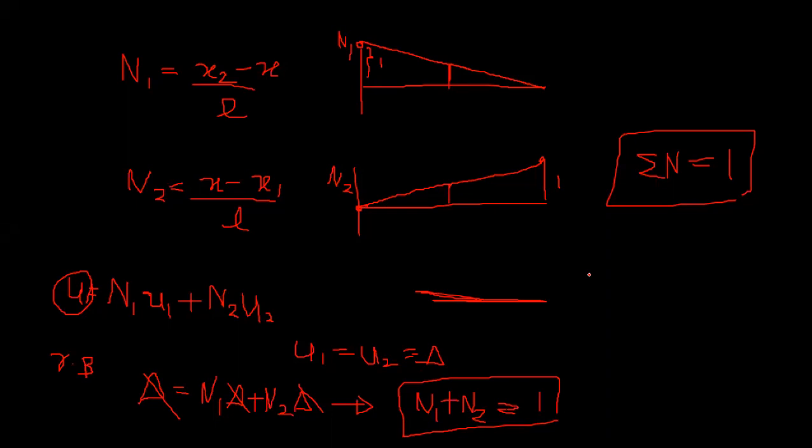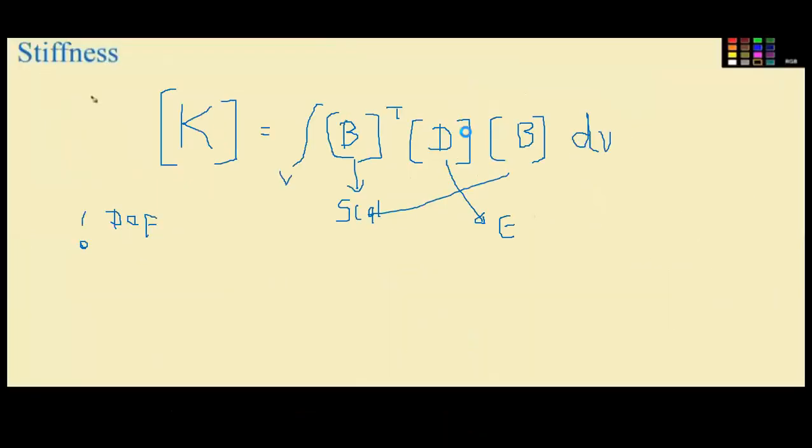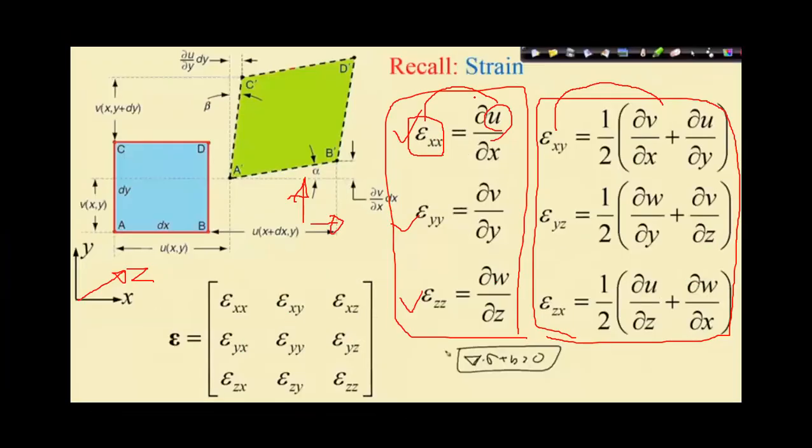So let me go with the bar element again, and you can define a bar element. For the bar element, you only have the strain in the axial direction, right? So your strain, you can simply write as du by dx, right? Where did I get that? You remember this?